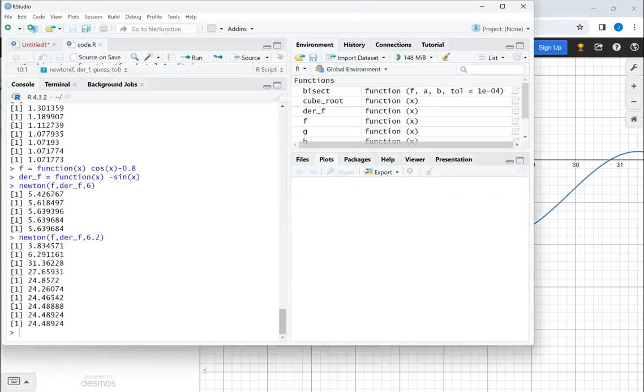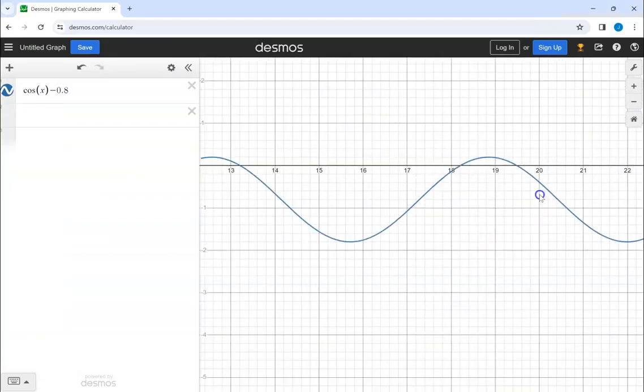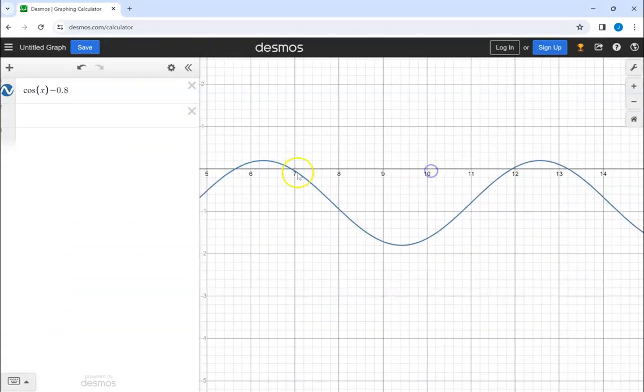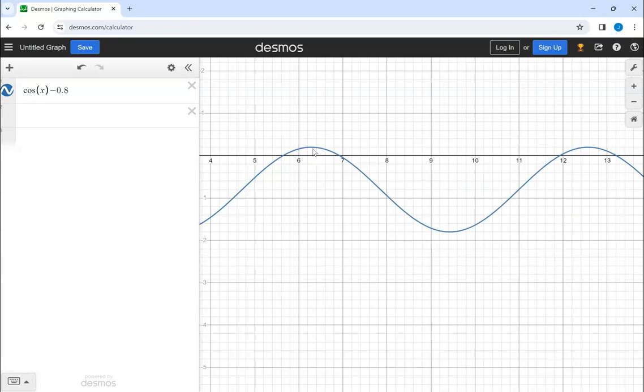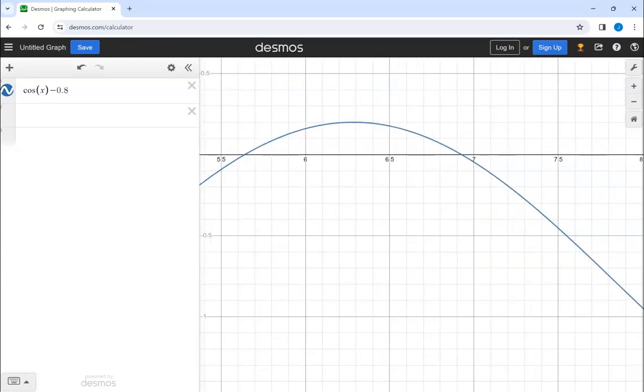Okay. So notice that we said we wanted to look for the one that was close to 6. I found a different one. And again, what's going on with the guess? If we go back to what the graph looks like again, notice again 6.2 is close to that horizontal tangent, right? As a matter of fact, that function has a horizontal tangent at 2 pi.